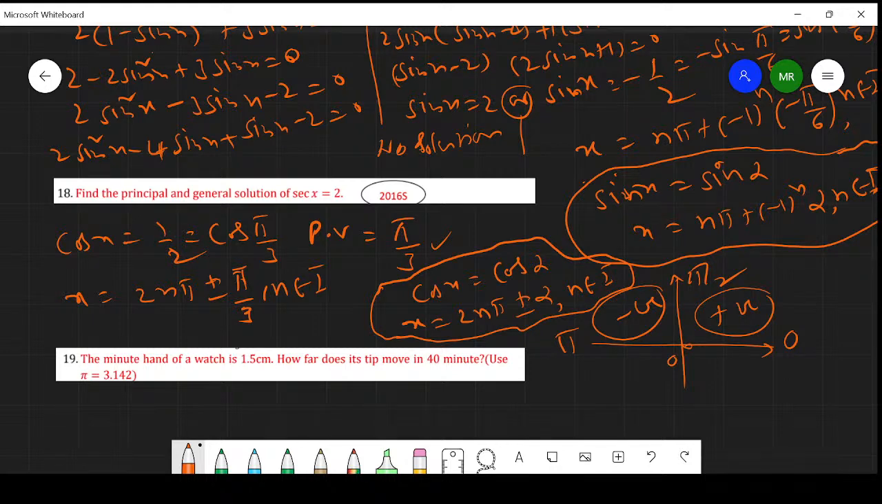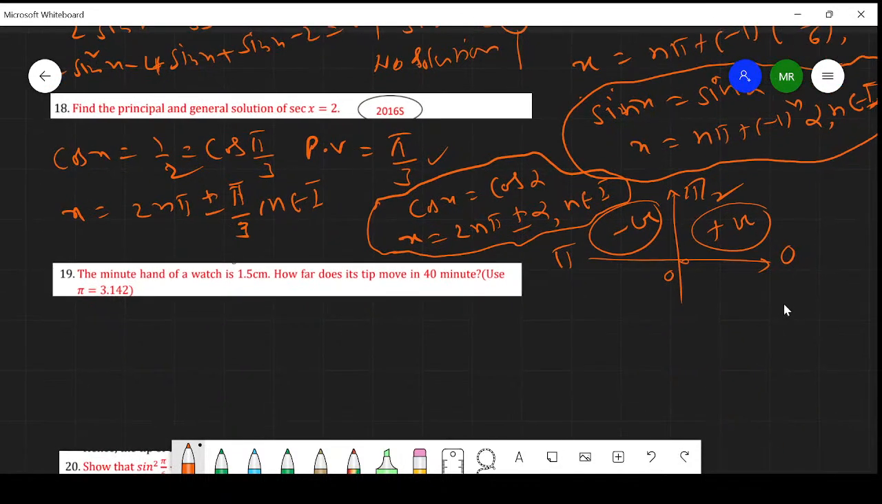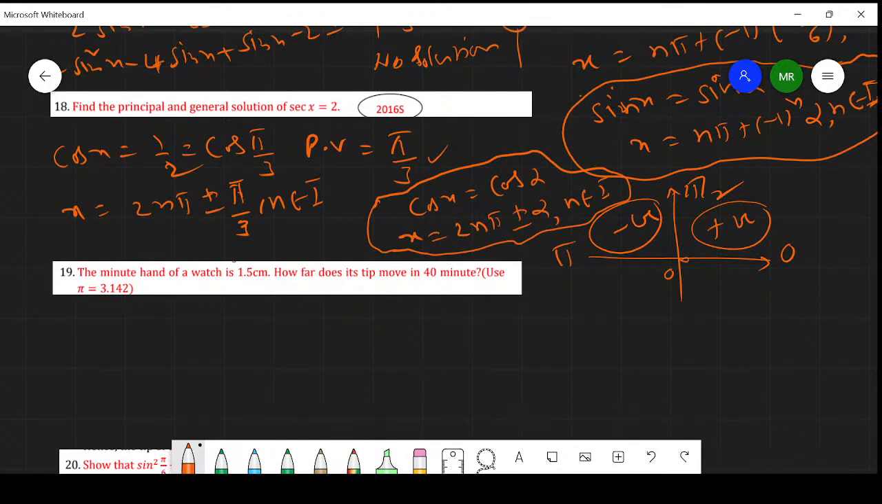I hope you understood this. Is it clear? Please ask me if you have doubt, I will explain. Is it clear? Understood this? Right?